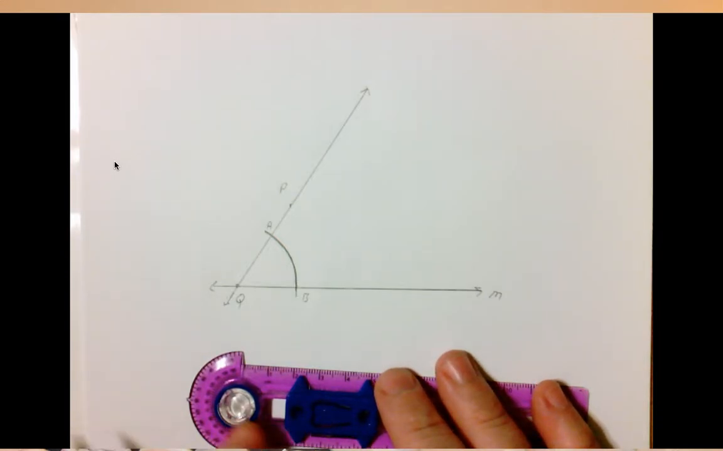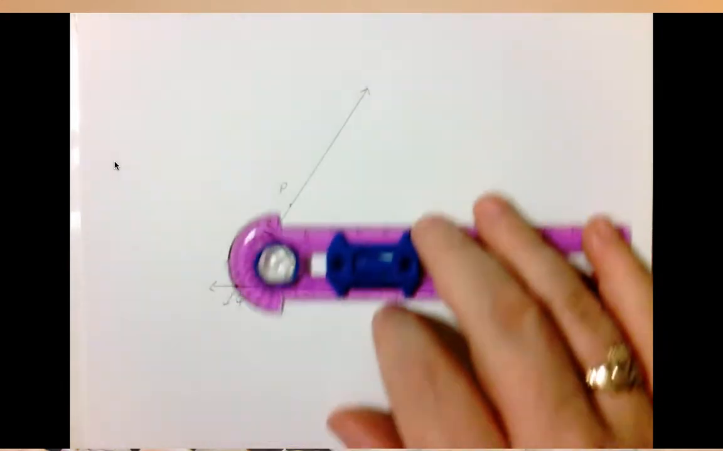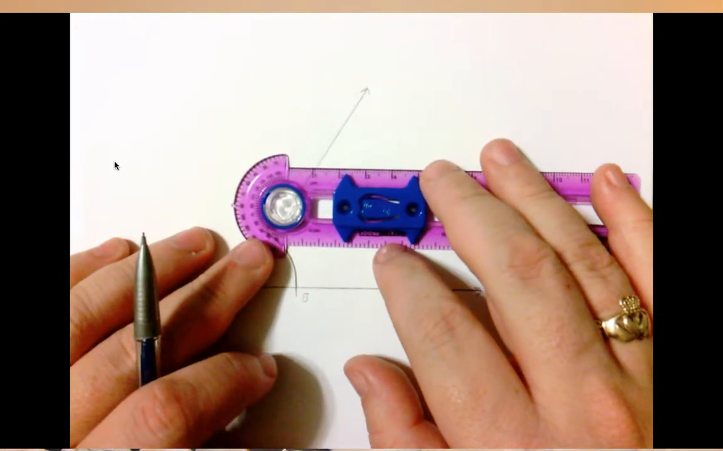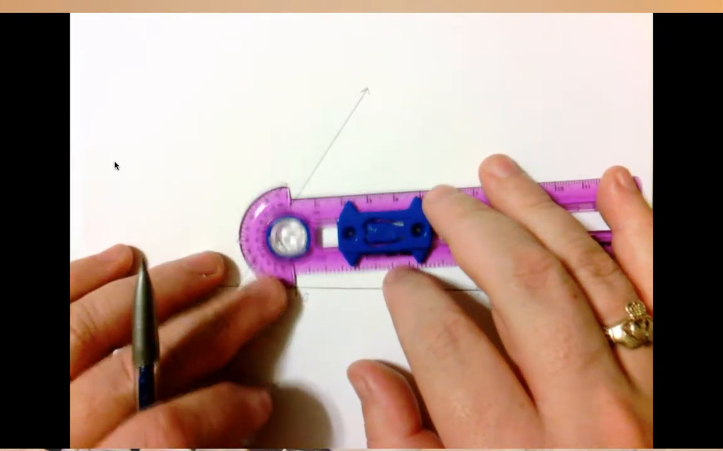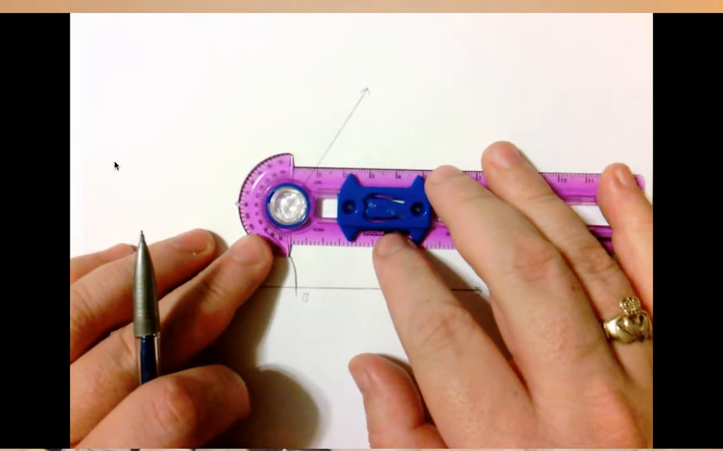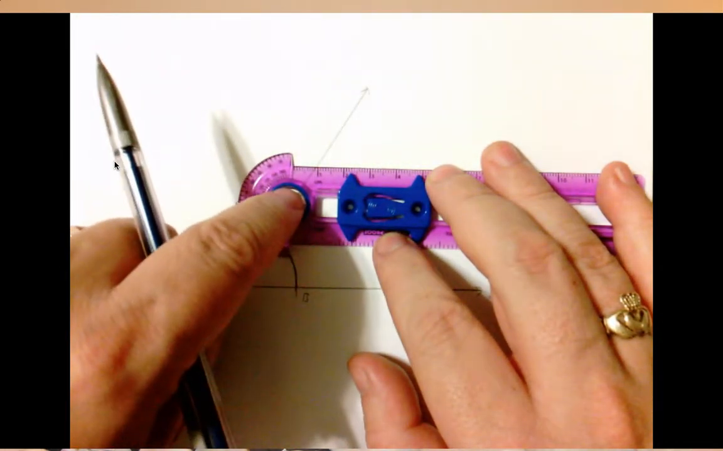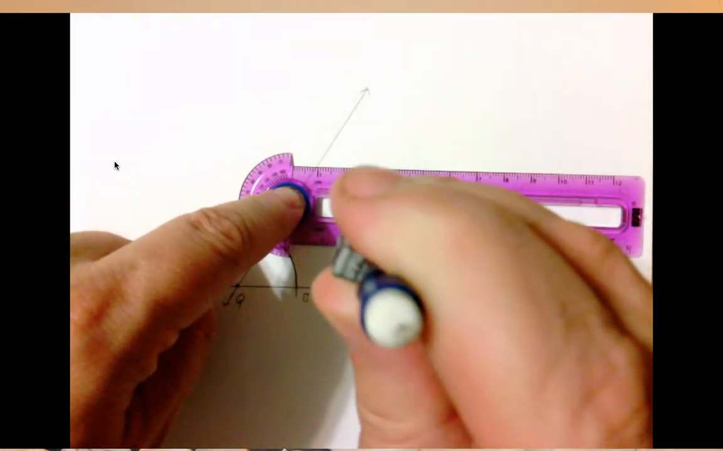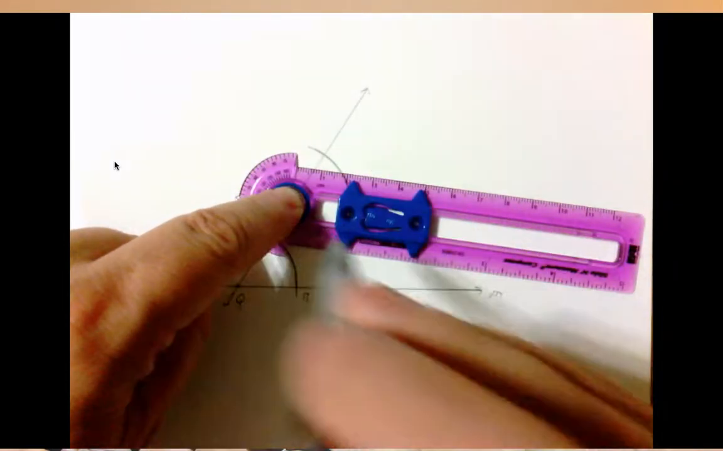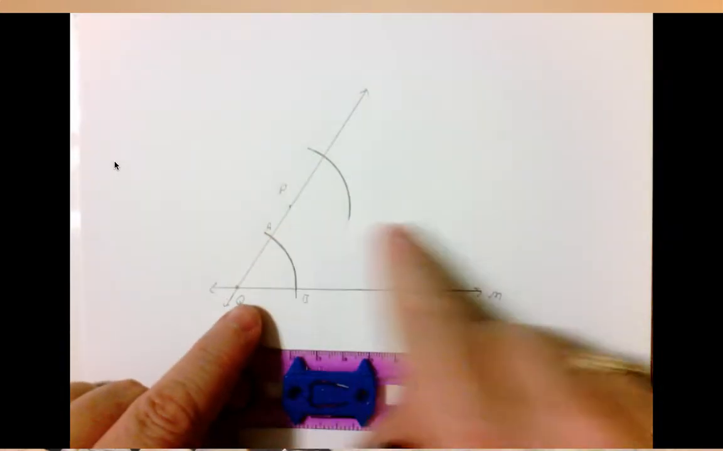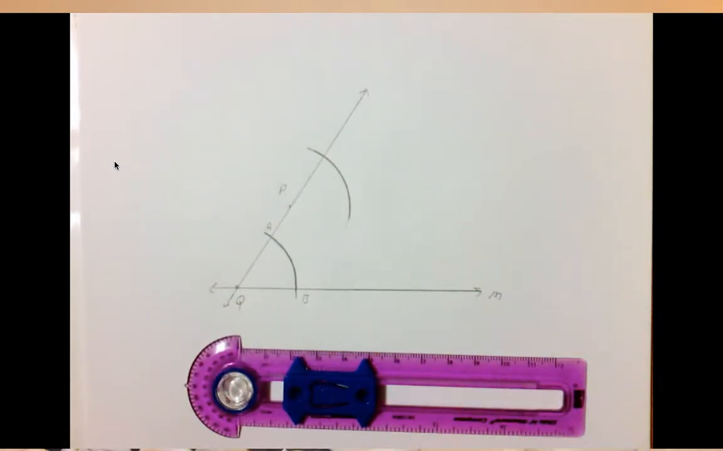Without changing the length of this radius and remembering which hole I used, I'm going to set my center or crosshairs here at point P. And we want to draw an arc similar to the one that we just drew, making sure that at very least it crosses PQ, and make sure that it would be far enough that it will definitely cross any line that's going to be parallel to line M.